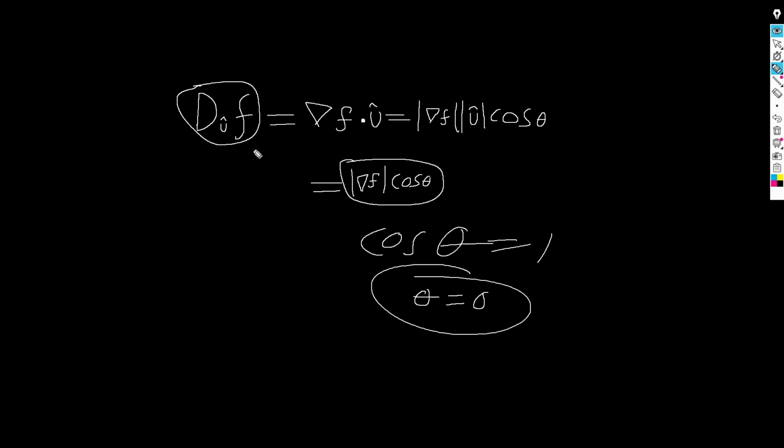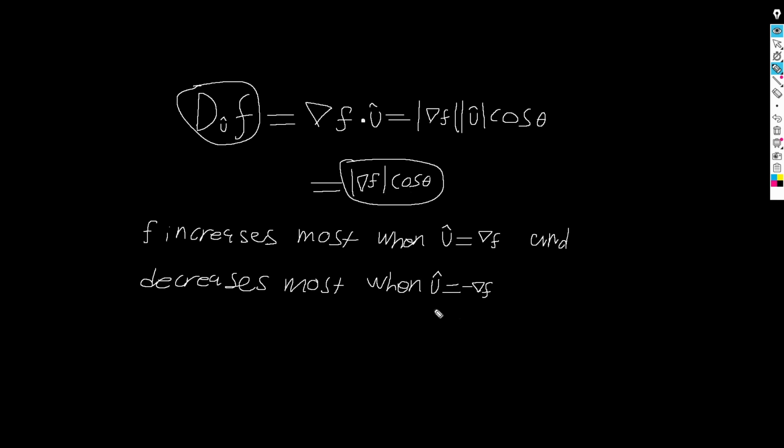And also, it's at its minimum when cosine theta is -1, since -1 is the minimum of the cosine function. Since that is when cos theta is -1, then that means theta is pi. So when theta is pi, that means u faces in the opposite direction of grad f.